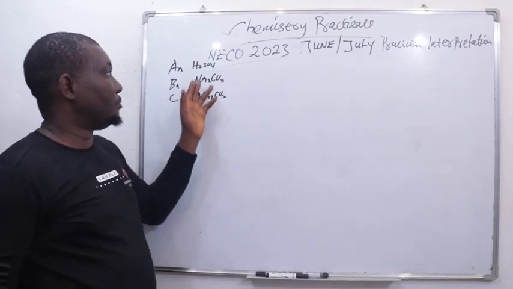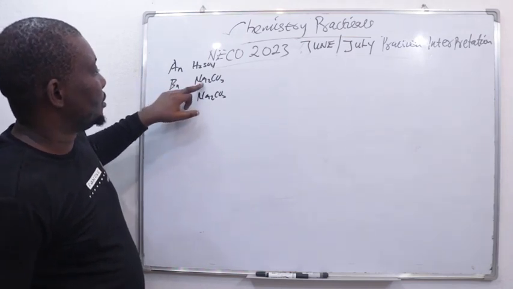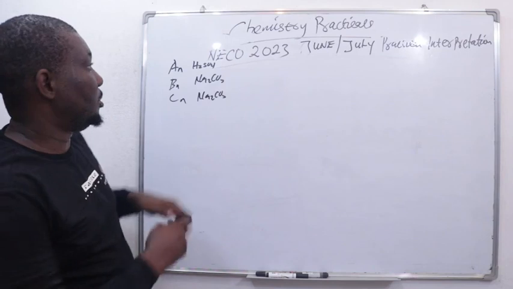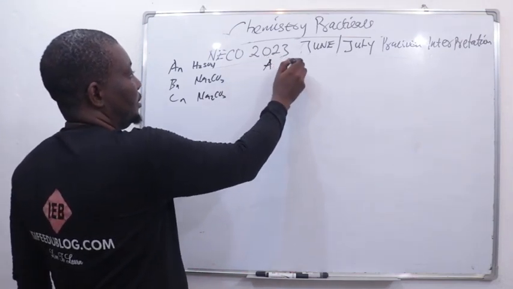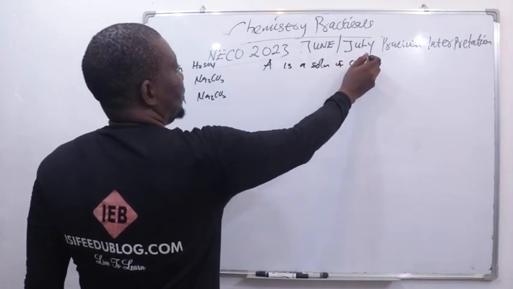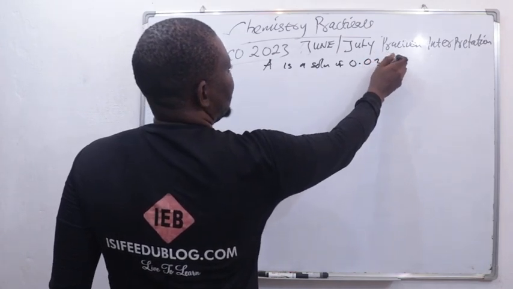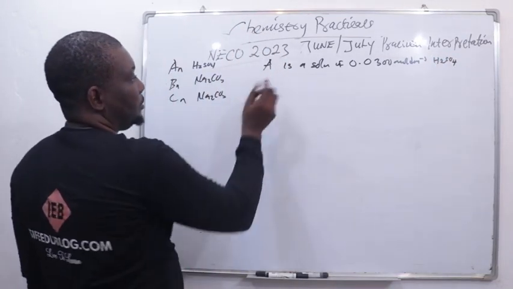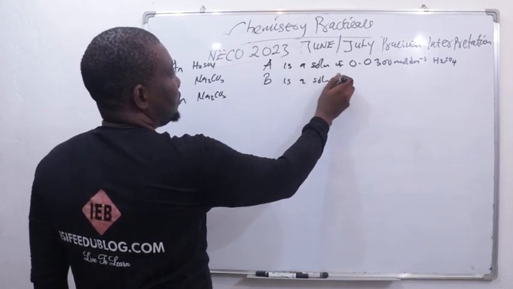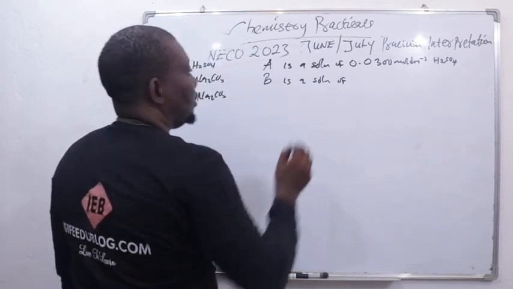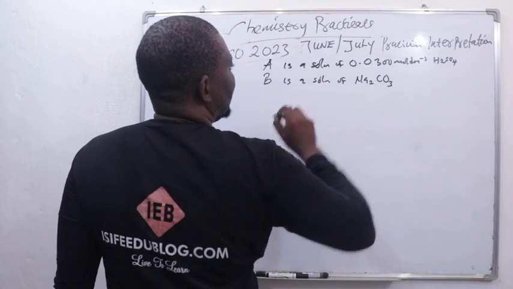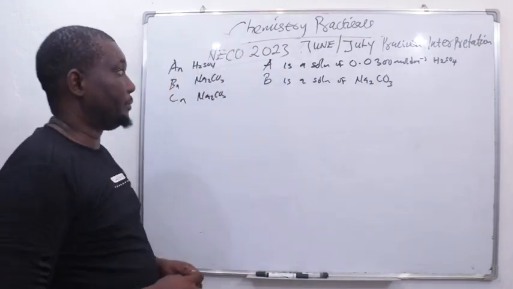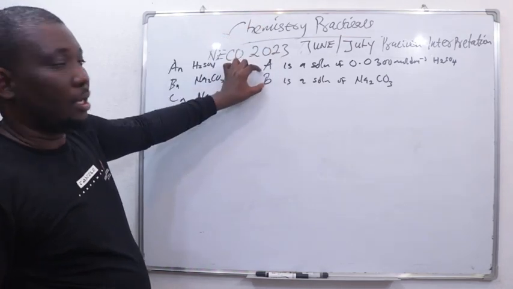Okay. So in this video, we are going to be looking at finding the concentration of base. The examiner is likely to give you the concentration of the acid. Maybe a question that says A, see on the screen, A is a solution of 0.0300 mole per dm cubed of H2SO4, and B is a solution of Na2CO3. Of course, you have to put this in the burette and then titrate.